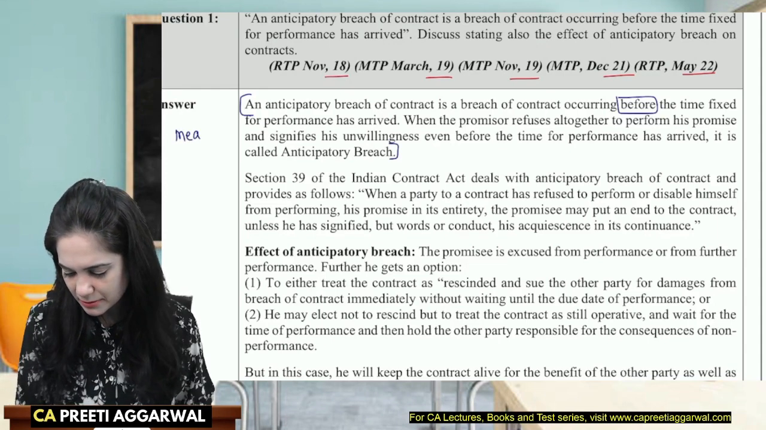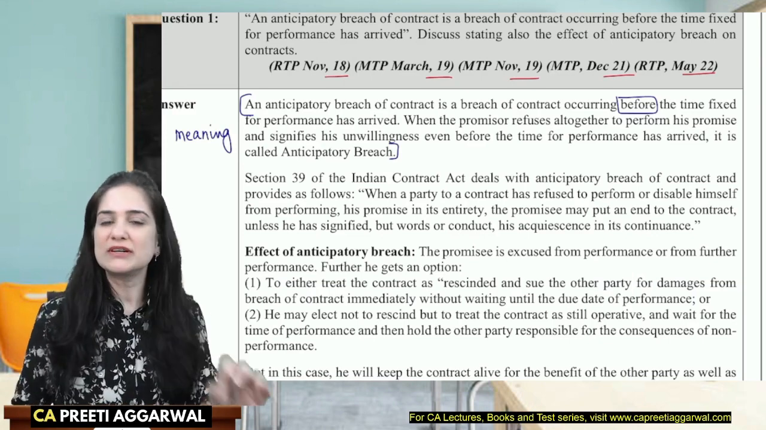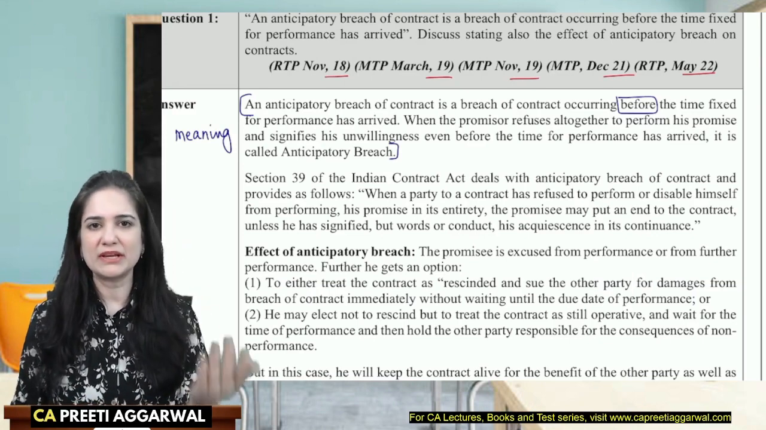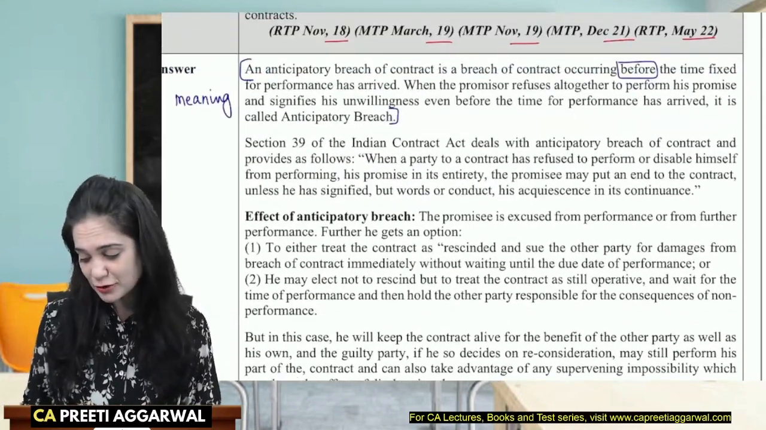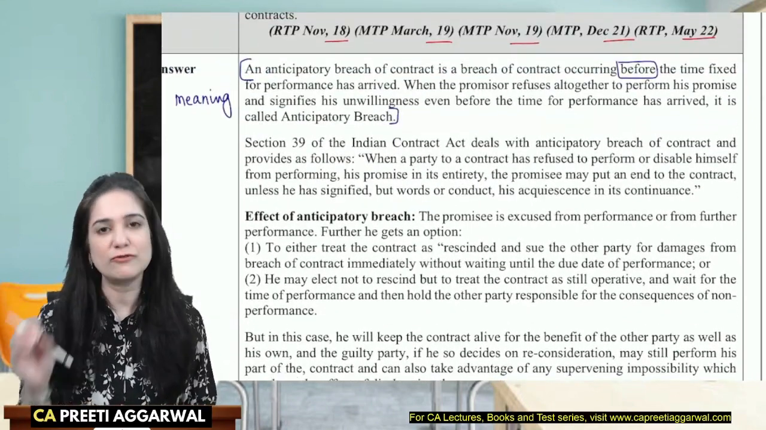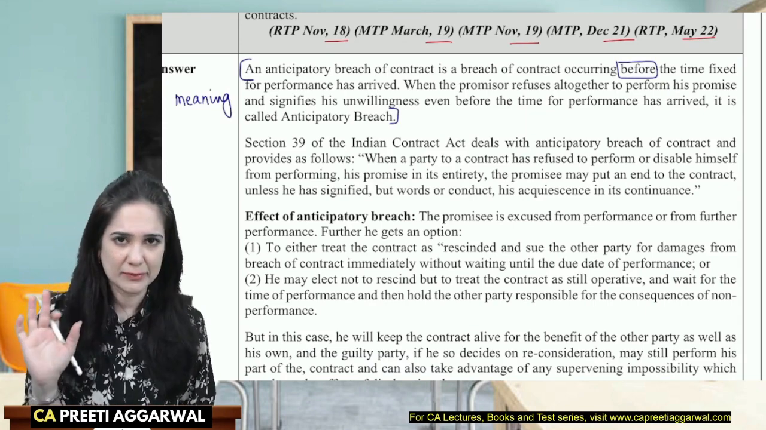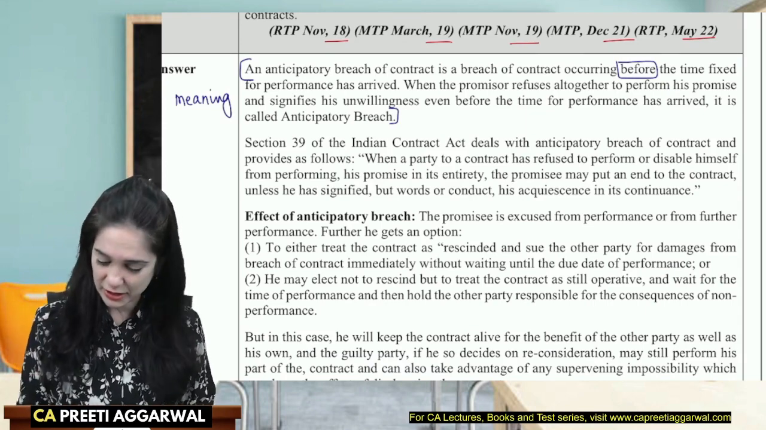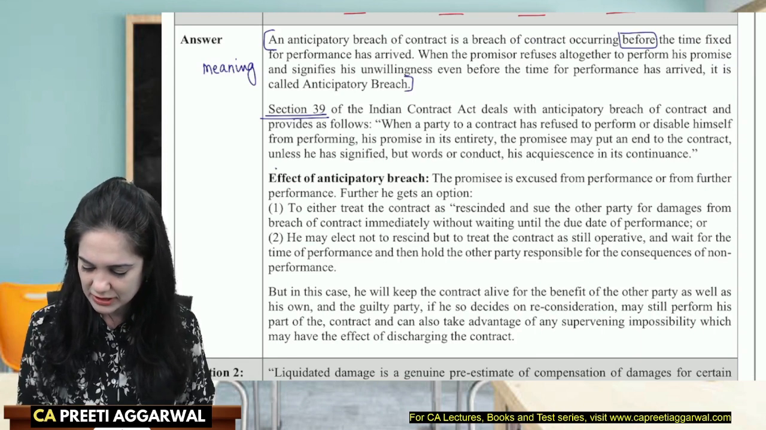Okay, this is the meaning which they have explained. Then it is purely theory. I have discussed that with you. First explain the meaning, then you can give the effects of anticipatory breach. If I would be the one answering this question, I would also explain an example in brief, in short, just one example. So you can write the example also. Then they have mentioned section 39. Section number is important for us.